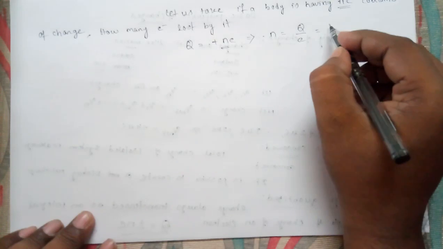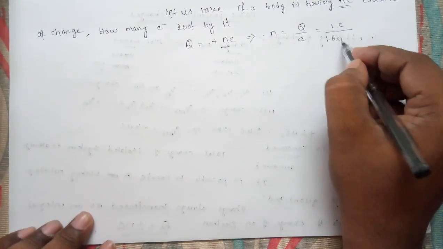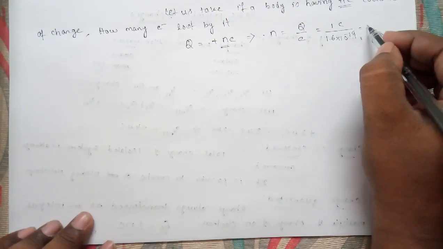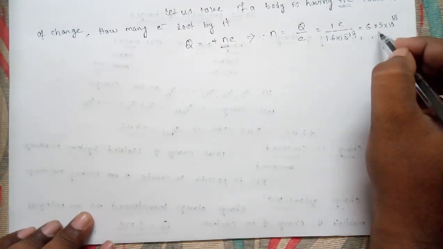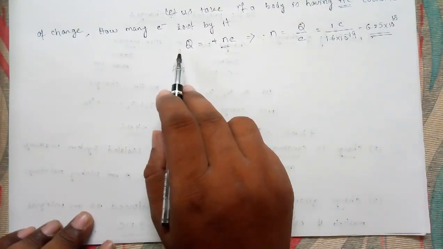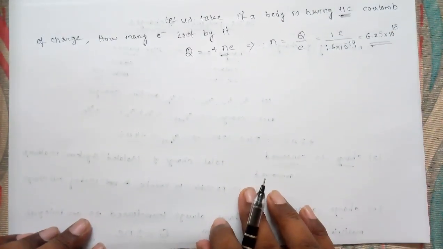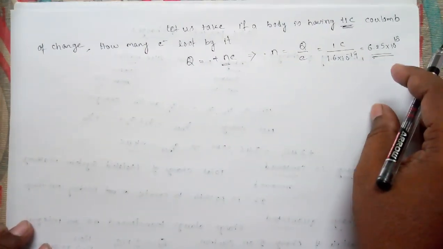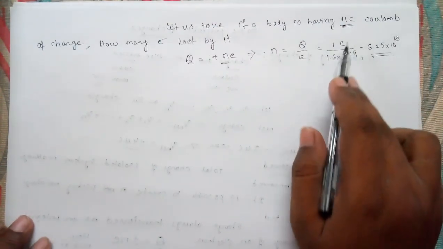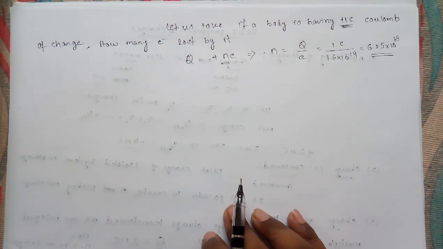Then you have Q here as 1 coulomb, divided by the electron charge, 1.6 into 10 raised to minus 19. That is nearly 6.25 into 10 raised to 18 electrons. So if the body loses this many electrons, it acquires 1 coulomb of charge. So we can say that if the body has lost these 6.25 into 10 raised to 18 electrons, it has acquired 1 coulomb of charge.